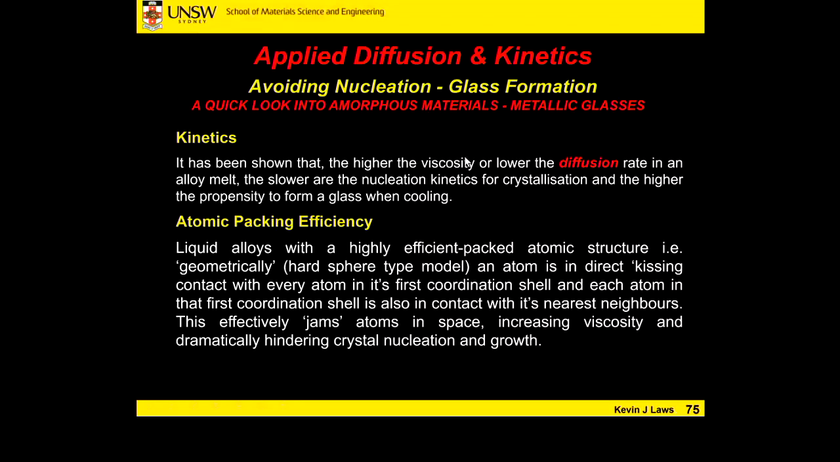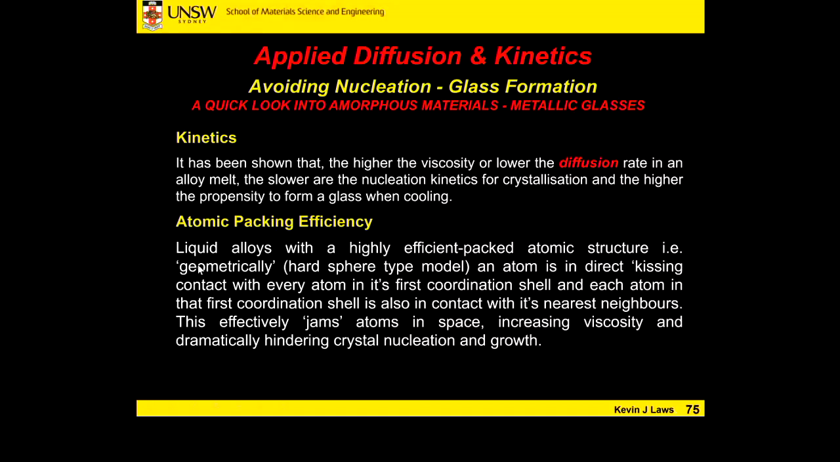So how can we ensure a high viscosity and a low diffusion rate? This actually comes down to what's called the atomic packing efficiency of the liquid. So, liquid alloys that have a highly efficiently packed atomic structure. If we think about our atoms as geometric hard spheres, with metals this is an okay assumption. Metallic bonding is usually non-directional or fairly non-directional.